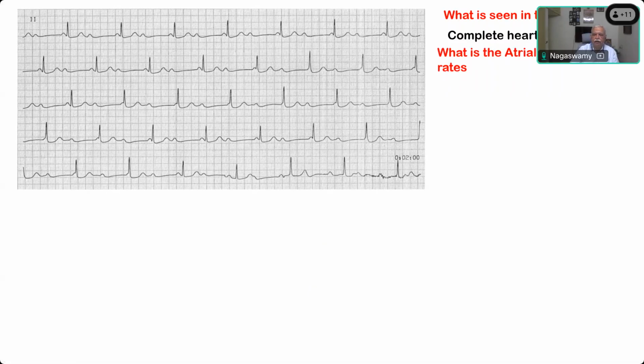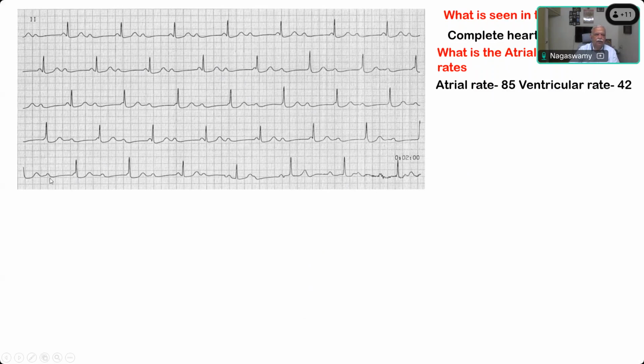What is the atrial rate and what is the ventricular rate? How to calculate this? Any idea? Ventricular rate is around 50, sir. 300 by 1, 2, 3, 4, 5, 6 big squares. So 6, 5, around 50, sir. Okay. But in this sort of heart block, we'll have to count the number of beats in the whole strip. So 1, 2, 3, 4, 5, 6, 7 are there. So 7 into 6, 42. Atrial rate is 85.